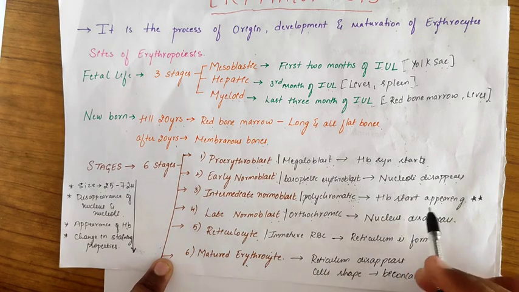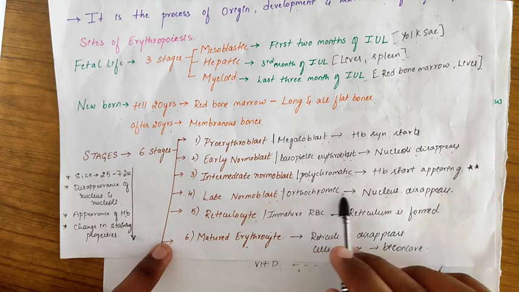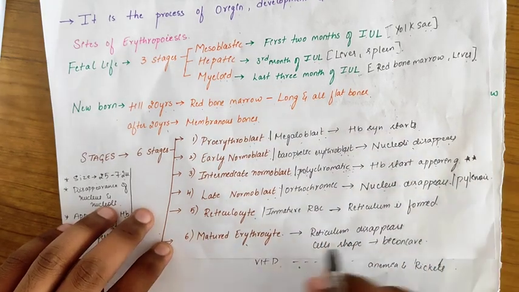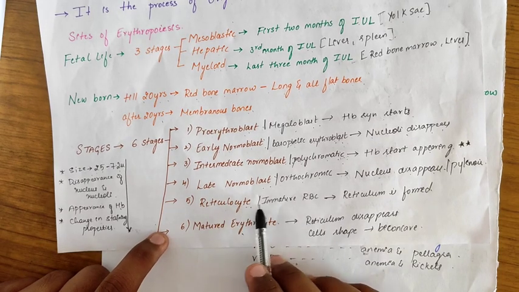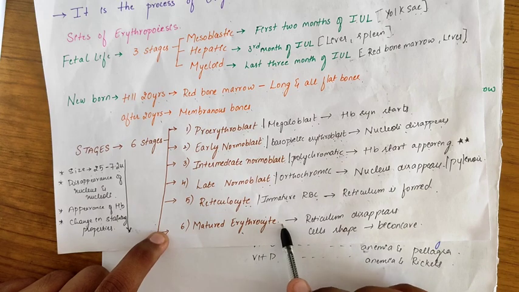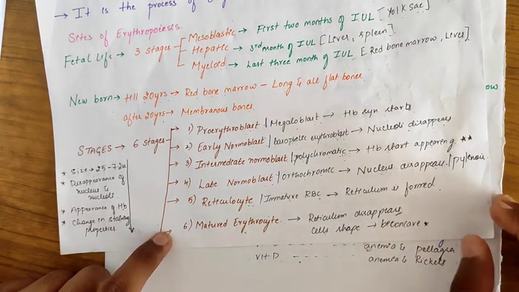And the late normoblast, in this stage the nucleus starts disappearing. This is called orthochromic. Disappearance of the nucleus is also called pyknosis. And the 5th stage is the reticulocyte, which is called the immature RBC, where the reticulum is formed. And in the matured erythrocyte, the reticulum disappears and the cell becomes biconcave in nature.